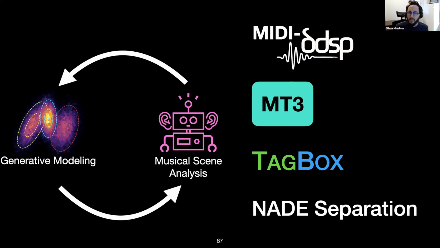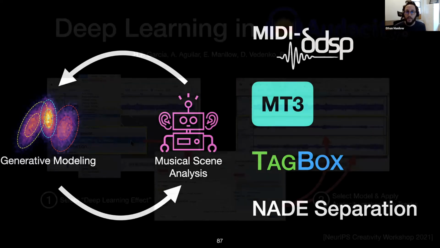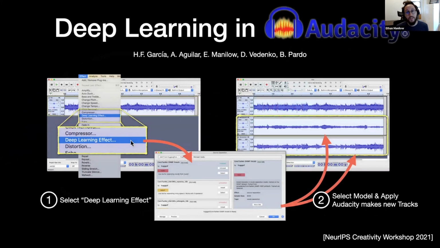I hope I've made a convincing argument that there's a lot of room for cross-pollination between the areas of generative modeling and musical scene analysis, and I'm looking forward to seeing how new insights can empower the next generation of musical instruments. And on that note, I want to tie this all back into enabling musicians with new technology.